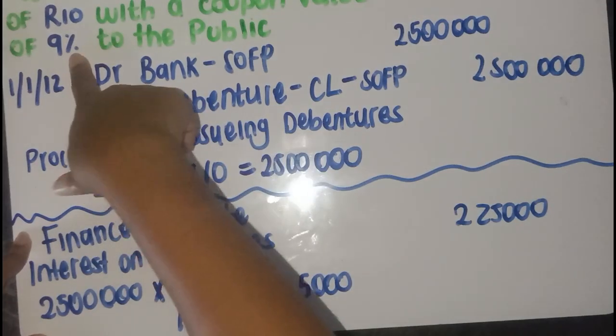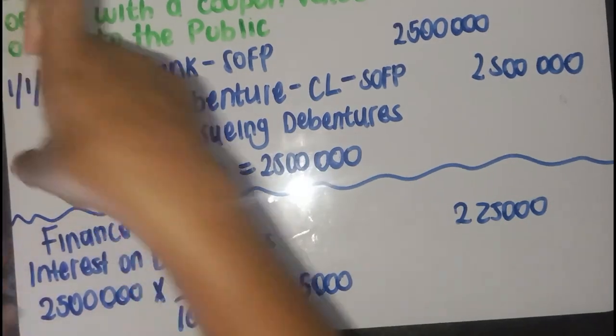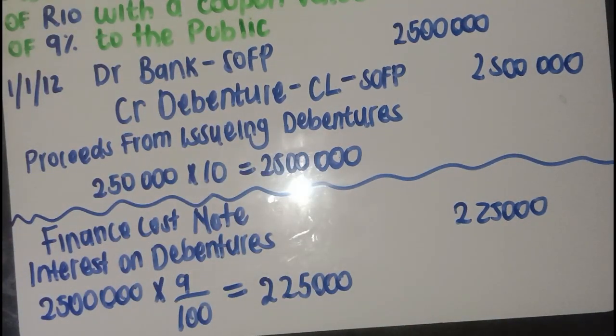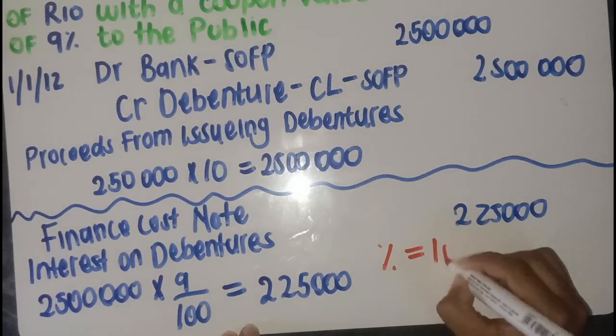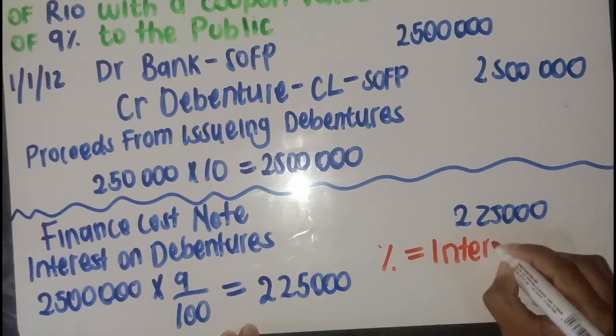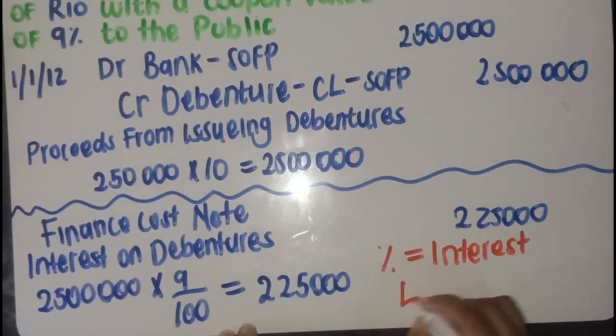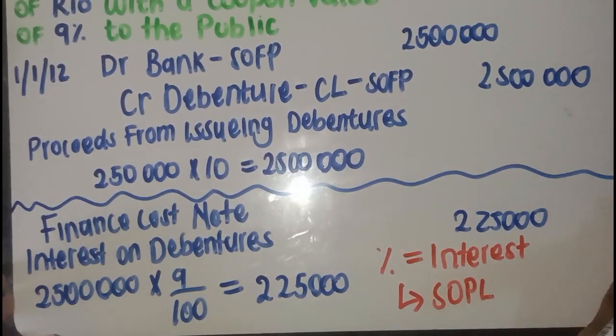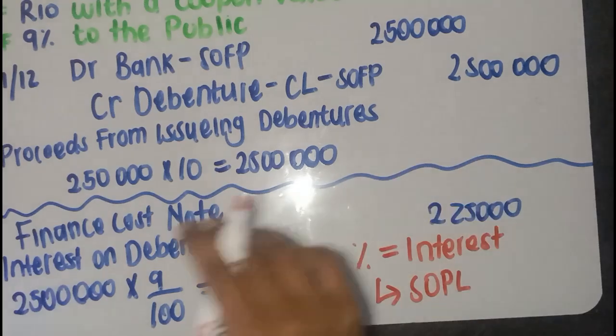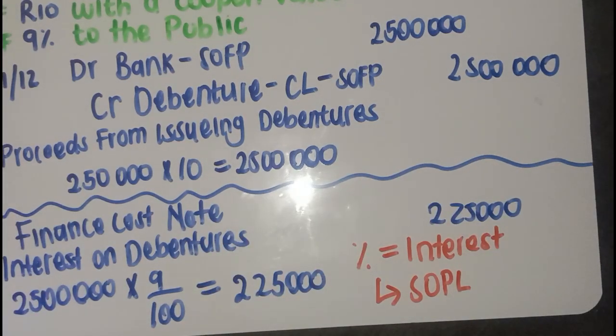So you should know that the 9% or the percentage in the question is for interest, right? So percentage equals the interest, and your interest goes to your statement of profit or loss, right? So yeah, I guess that's all for debentures.